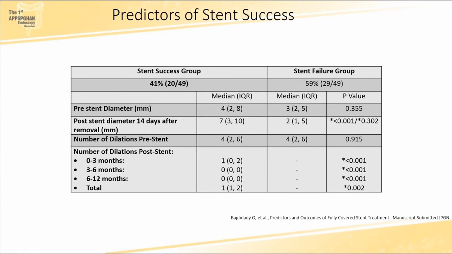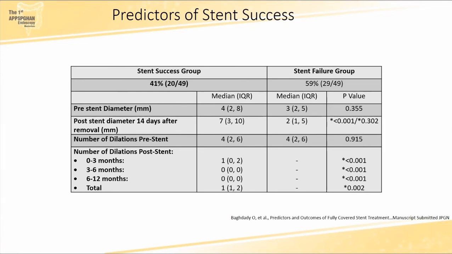When we looked at the features and potential predictors of success, we saw that the pre-stent diameter in both the success group and the failure group were very similar. However, after the stent was removed, we typically looked 14 days after stent removal to reassess the stricture. In the success group, the diameter was much greater than the diameter in the failure group. In many cases, in the stent failure group, the stricture restenosed to a similar pre-stent size, whereas in the success group, we had minimal restricturing.